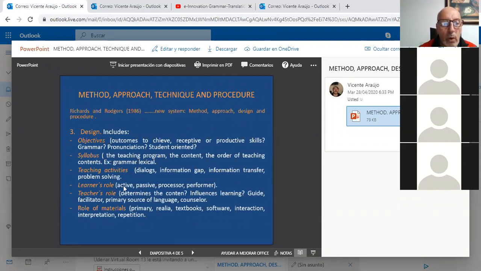The learner's role. Please, I don't like this. Passive students, I don't like. Okay. The teacher's role. That's also important in a design. It determines, does the teacher determine the content? Or the content is already organized in a textbook? Does the teacher influence learning?